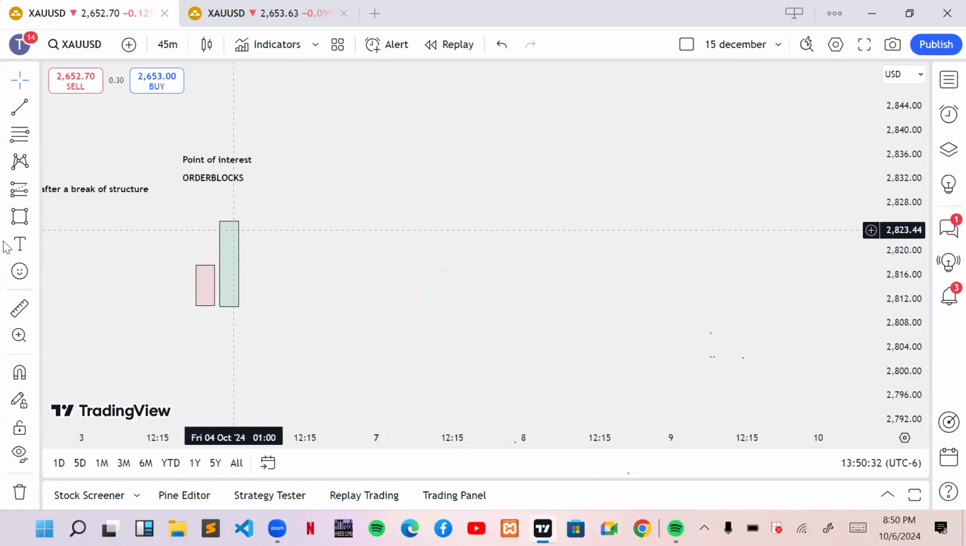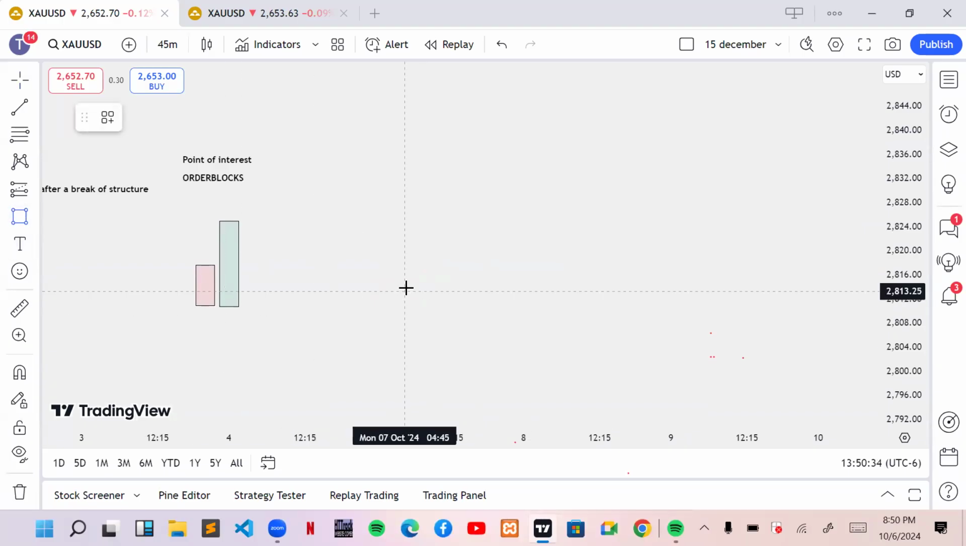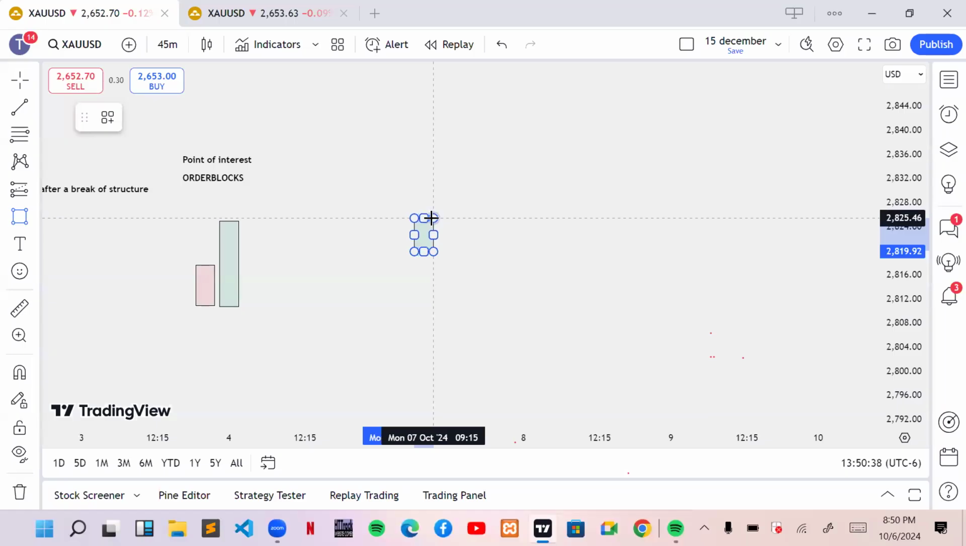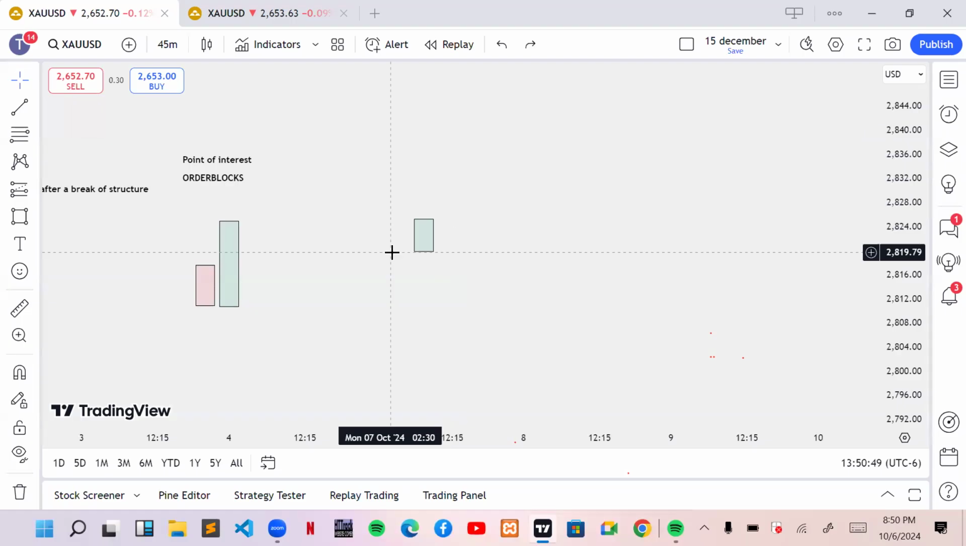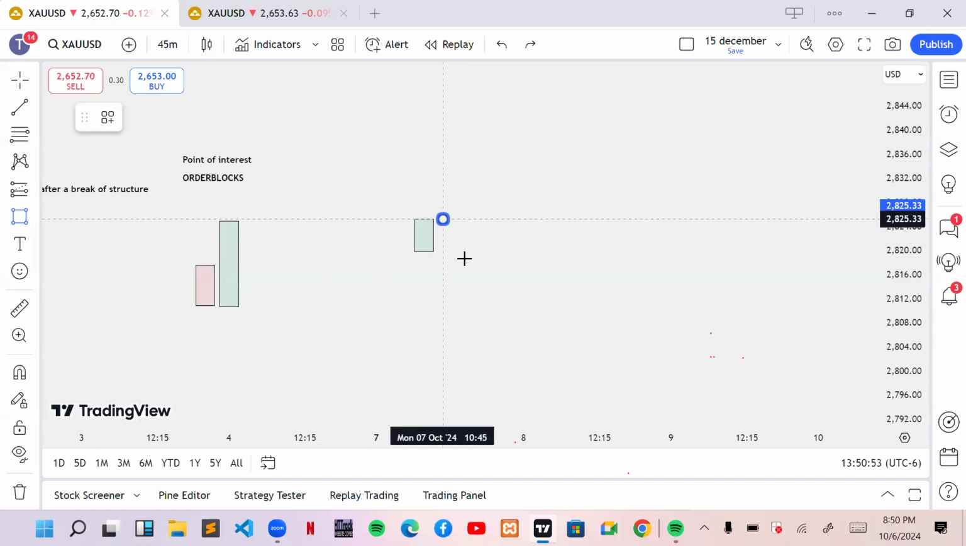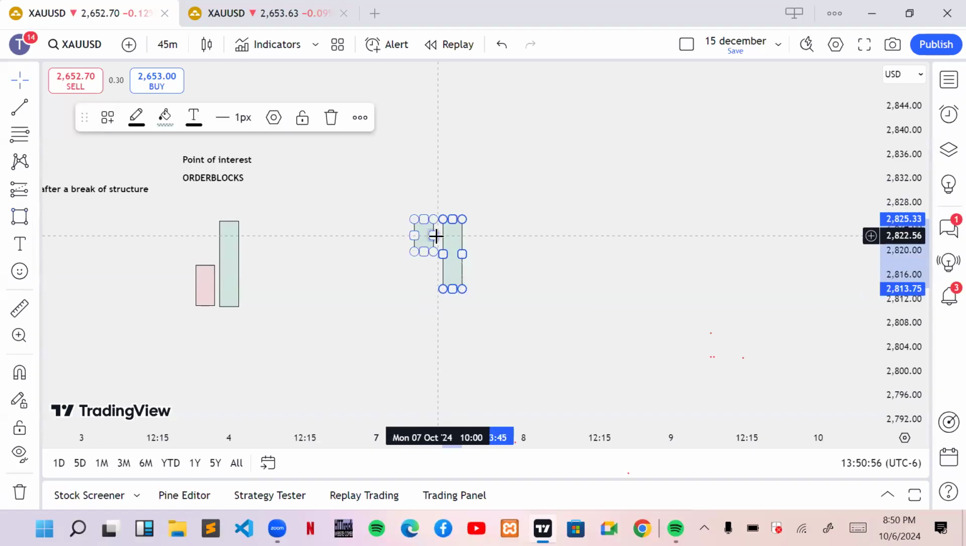And then a bearish order block is where you will see a bullish candle, then you will see a bearish one engulf it. So this is the bullish candle, for example, and then you see another candle, bearish, engulf it. So that is what a bearish order block looks like. A bullish order block, a bearish order block.